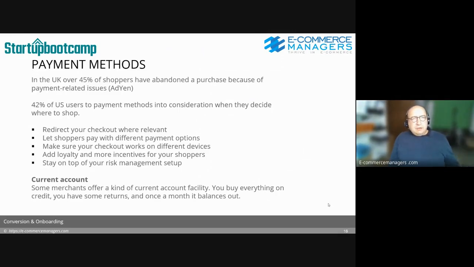Payment methods. In the UK, over 45% of shoppers have abandoned a purchase because of payment-related issues, and 42% of users take payment methods into consideration when they decide where to shop. The same goes for me. If I shop internationally for my business and they don't accept PayPal, I never pass my credit card details, because it's too tricky. So if they don't accept PayPal, I'm gone. So it's really something you have to consider.